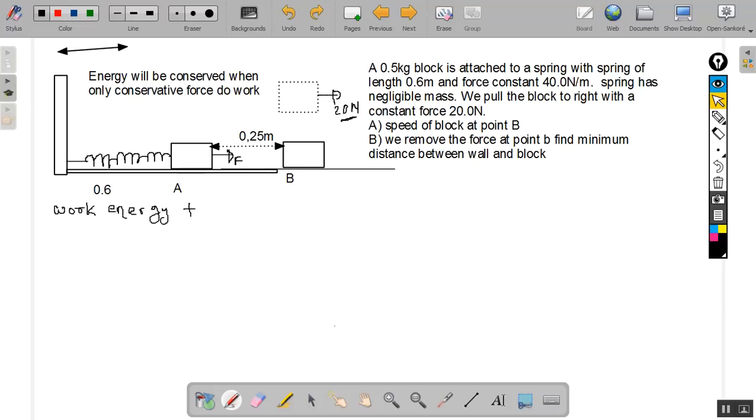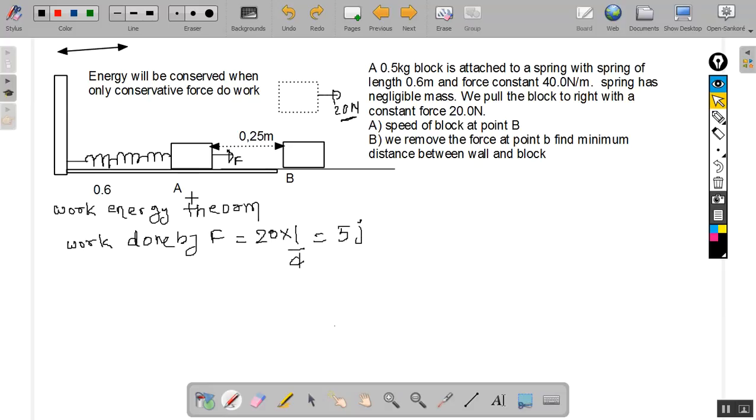What is the work done by this force F? Work done by F is equal to 20 into 0.25, that means 1/4, which is 5 joule. So the work done by this 20 newton force is 5 joule.